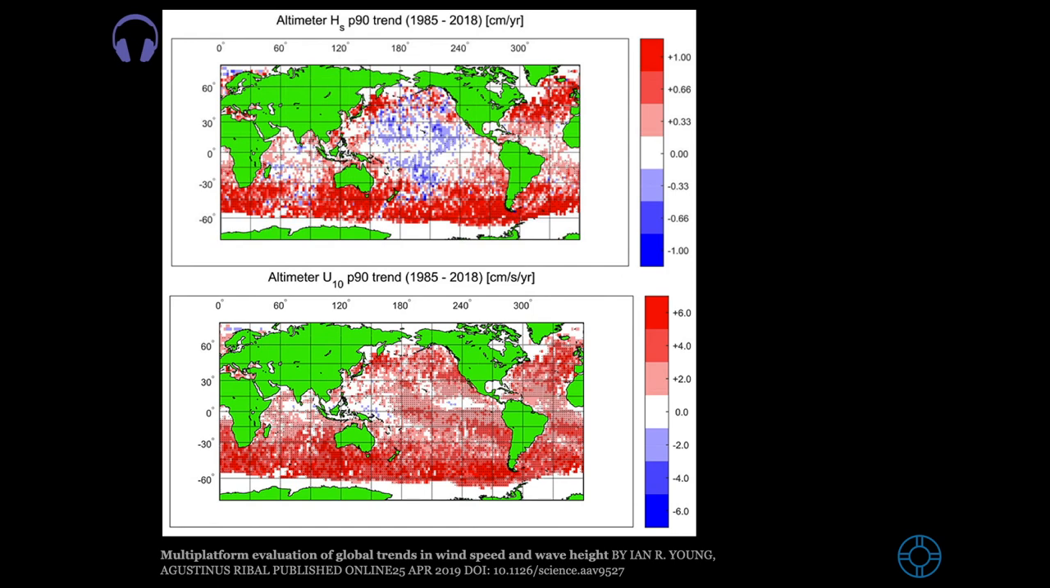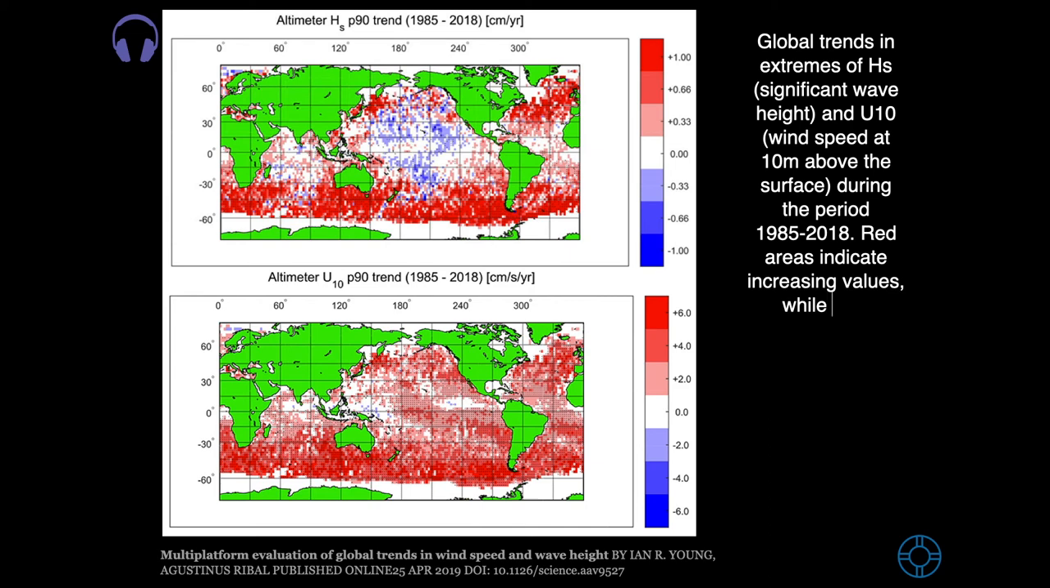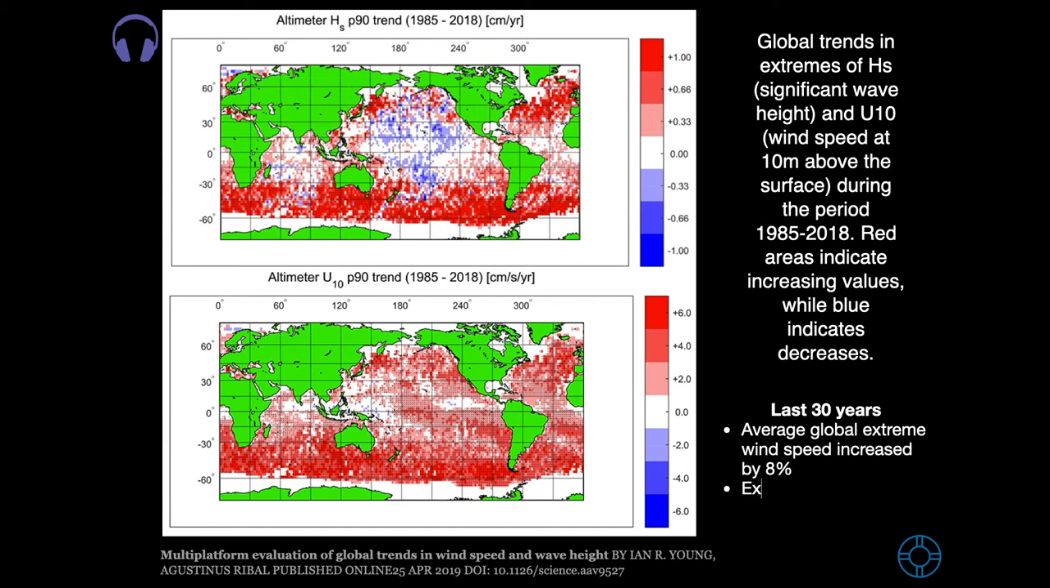These are some of the results of a paper published by Young and Ribal in 2019. They studied the global trends in extremes of HS, significant wave height, and U10, wind speed at 10 meters above the surface, over the global ocean during the period from 1985 to 2018. Red areas in the map indicate increasing values, while blue indicates decreasing values. Over the last 30 years, the average global extreme wind speed increased by 8%, and extreme global significant wave height average increased by 5%.